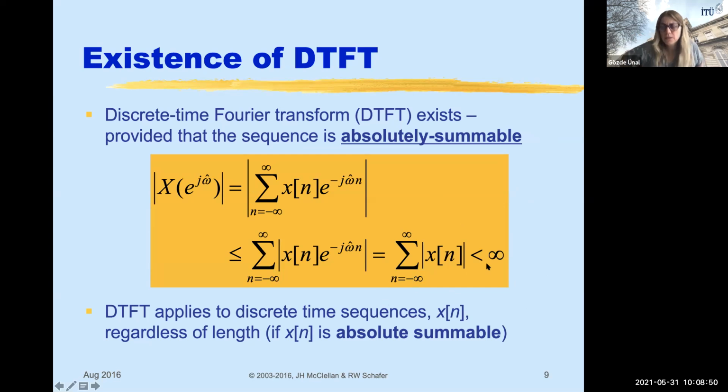Okay? This tells me when the signal satisfies this constraint I'm showing, I can find a discrete time Fourier transform. It exists. But there are some signals, like for instance cosine omega hat n. It's not absolutely summable, but its Fourier transform exists. It's a periodic signal. We know for some signals like that, the Fourier transform also exists.